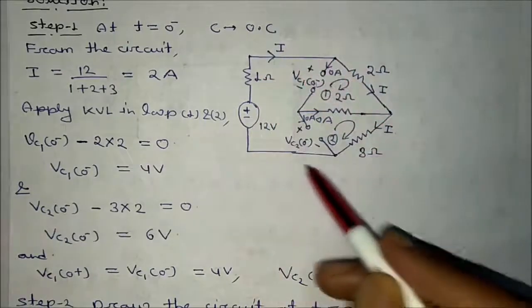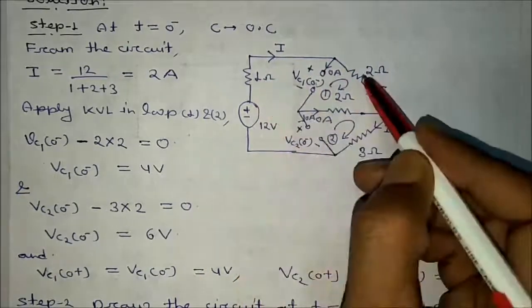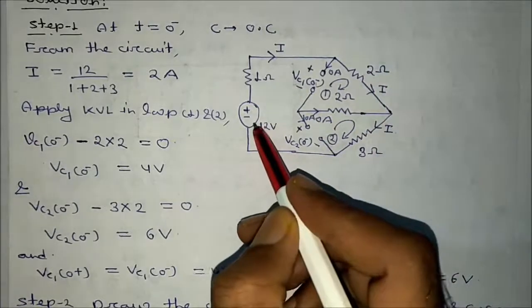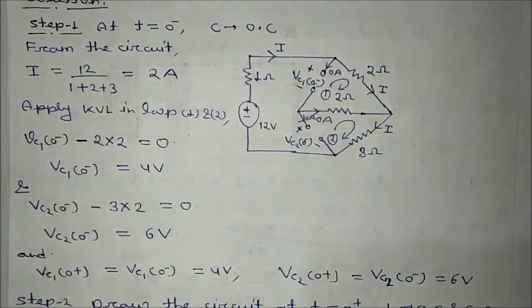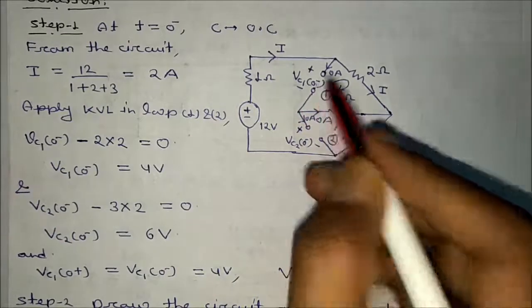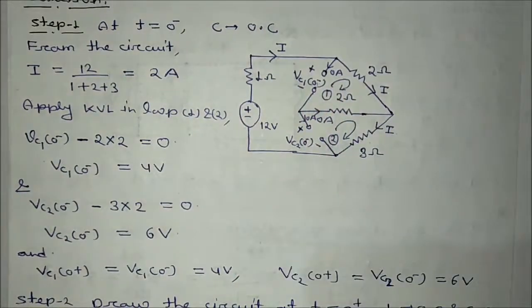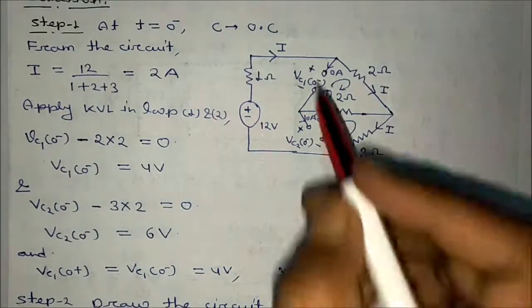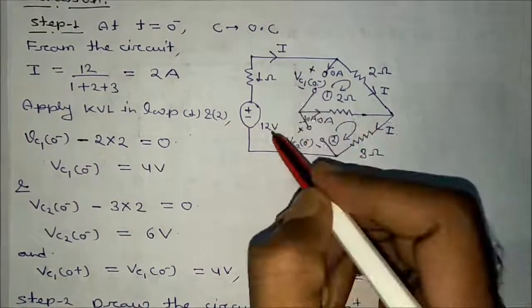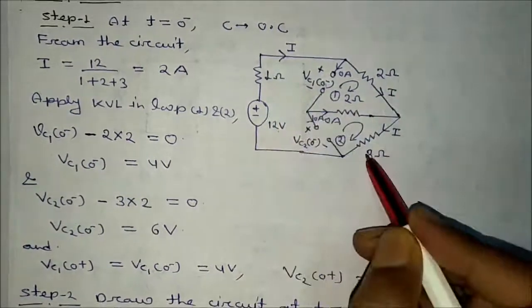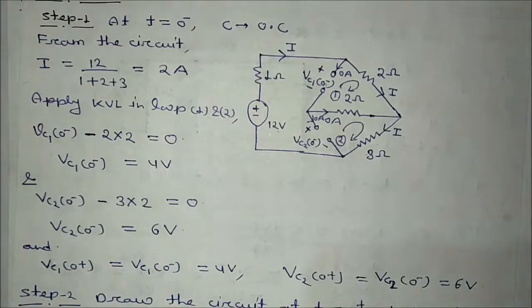So the current will flow from 1 ohm to 2 ohm to 3 ohm and then finally the 12 volt source. So I have to first calculate VC1(0-) and VC2(0-). Can you find this current I? Yes, we can. 12 divided by 1 plus 2 plus 3, that is equal to how much? That is equal to 2 ampere.